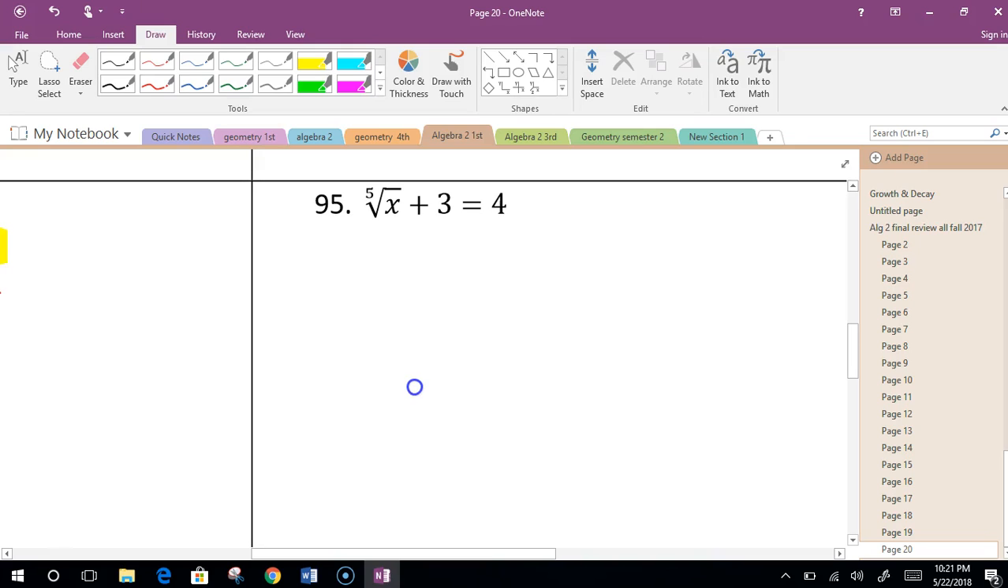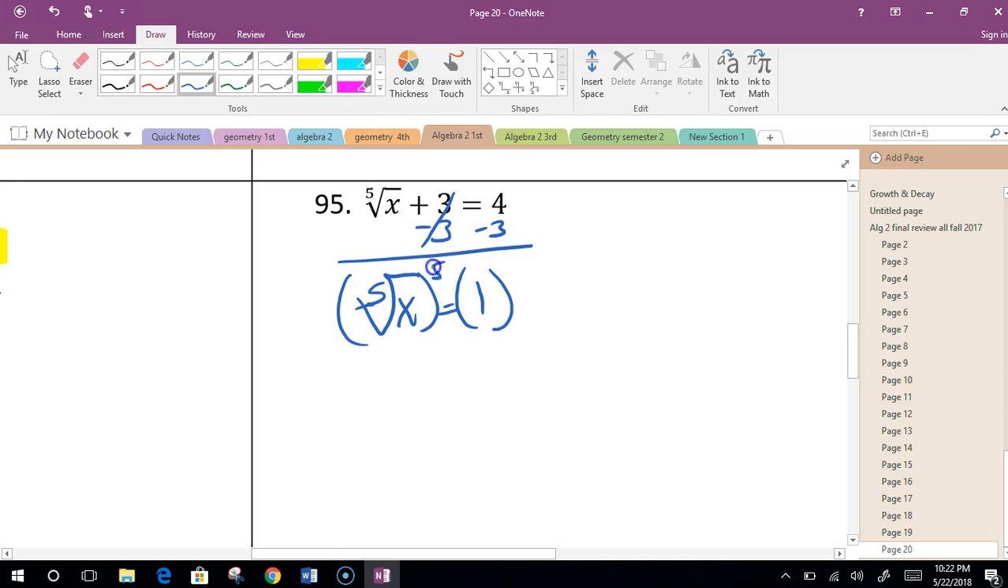Moving into number 95 here, we have a 5th root, but that's not the worst thing in the world. We're going to get rid of the 3 first. I have the 5th root of x equals 1, but the only way to get rid of a 5th root is to raise it to the 5th power, but that's not the worst thing in the world because 1 to any power is still 1.